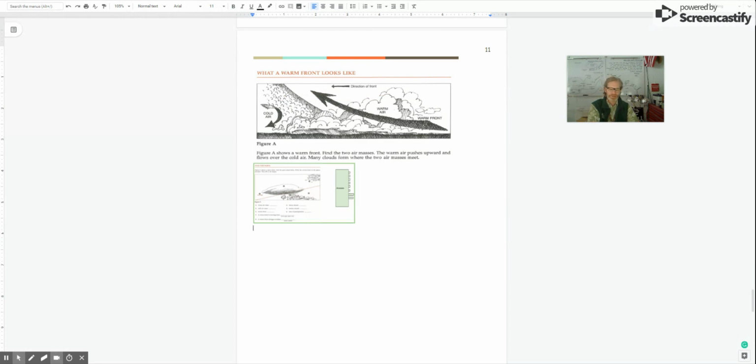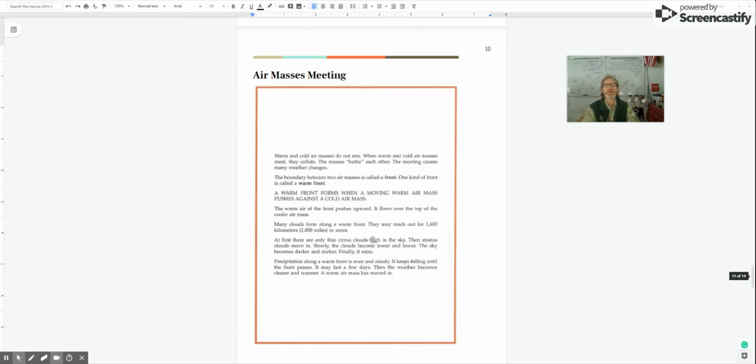So we're now into the section called air masses. If you've got a cold air mass and a warm air mass, what happens when they meet? We call cold air moving this way a cold front. And if we have warm air moving this way, we call that the warm front. So what happens when a cold front and a warm front meet?